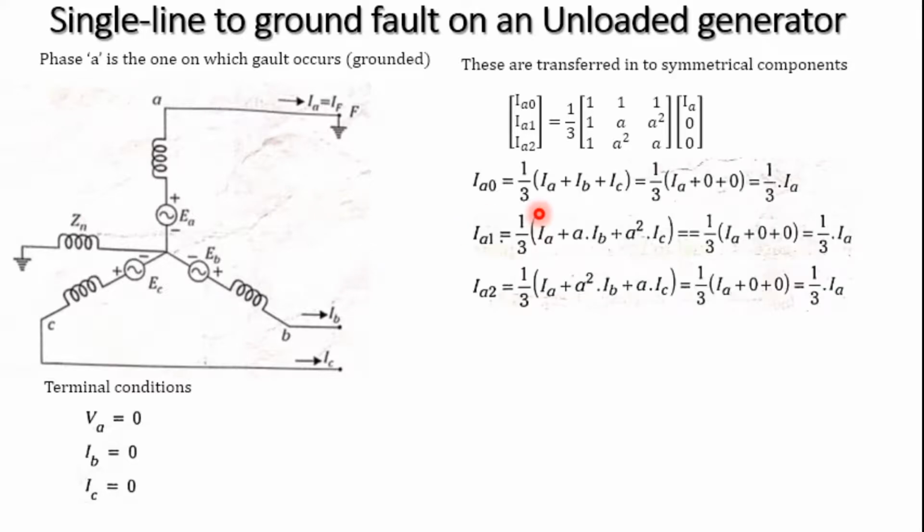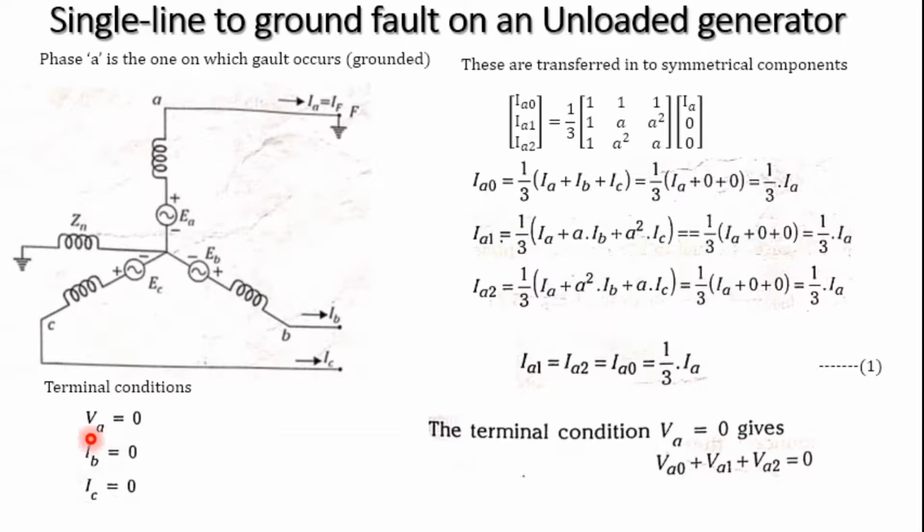Multiplying this out, we can write IA0 is equal to 1 by 3 times of IA plus IB plus IC. Since IB and IC are 0, we get 1 by 3 times IA. For IA1 it is 1 by 3 times of IA plus a into IB plus a square into IC. Again B and C values are 0, so we get 1 by 3 times IA. Similarly for IA2 we get 1 by 3 times IA. So from this we can write IA1 is equal to IA2 is equal to IA0, that is 1 by 3 times IA. Call this equation 1.